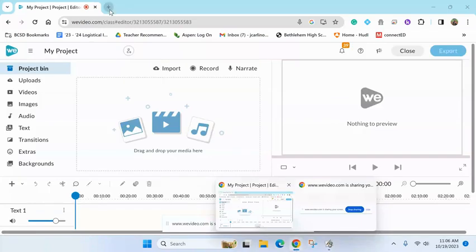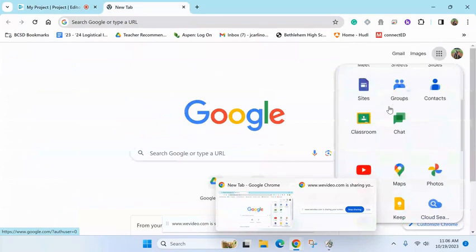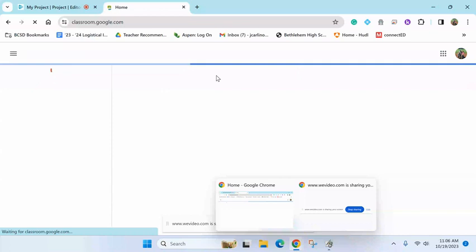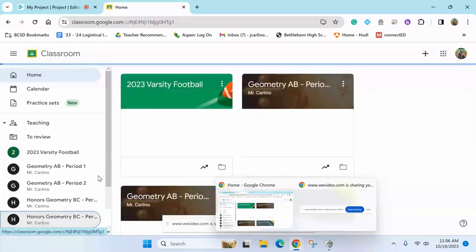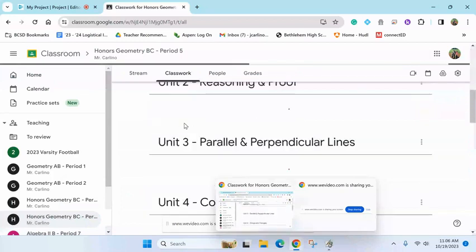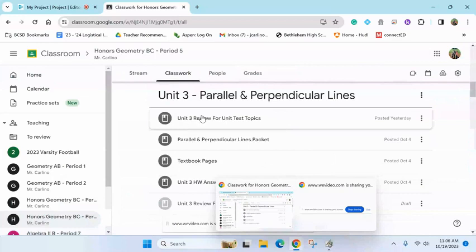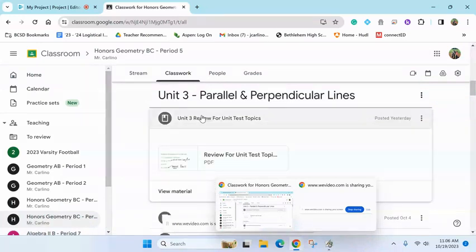Okay, I asked you guys to open up Classroom because what I'm about to put on the board is already on Classroom, and I just wanted it opened right now. So make sure you're under Classwork and not the Stream. Go under Classwork. You can look at Unit 3 for me, and you should see the following: Unit 3 review for unit test topics. Why don't you open that up for me?